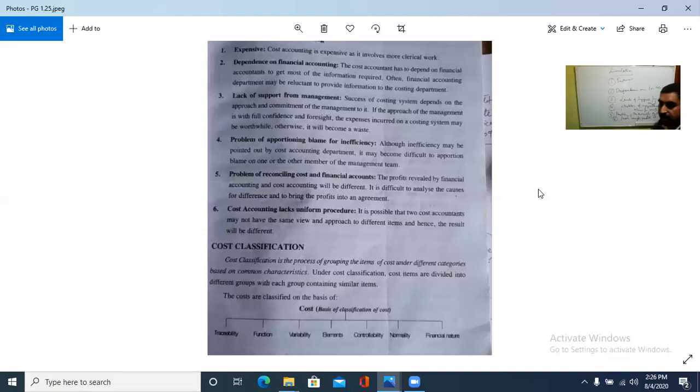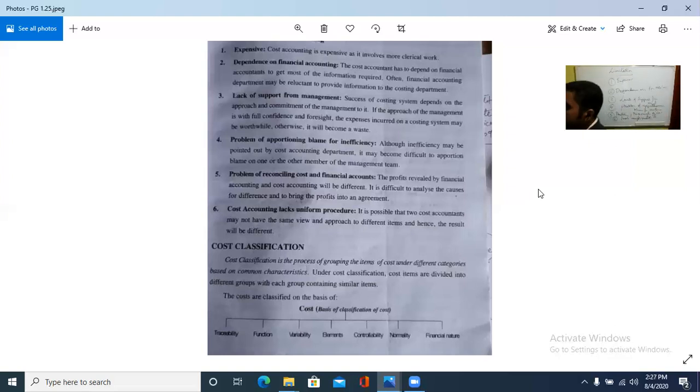Then problem of reconciling the cost and financial account. Cost accounting and financial accounting are very difficult to reconcile because one profit is what? Financial profit for the entire business. This is only for a costing department, there is some profit. So it is half of the total business. അത്രേ ആകുന്നുള്ളൂ. മറ്റേത് ഫുൾ എന്ന് പറഞ്ഞാൽ എന്താ? ഇൻക്ലൂഡിങ് എവറിത്തിങ്. അതാണ് ഫിനാൻഷ്യൽ പ്രോഫിറ്റ് എന്ന് പറയുന്നത്. അതുകൊണ്ടാണ് there is a problem in reconciling the cost and financial account. And finally, lack of uniform procedure means that with two cost accountants, the approaches are different from each other, so their findings are also different. These are the limitations also.